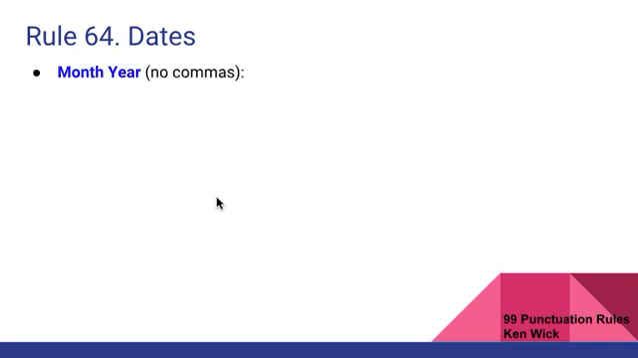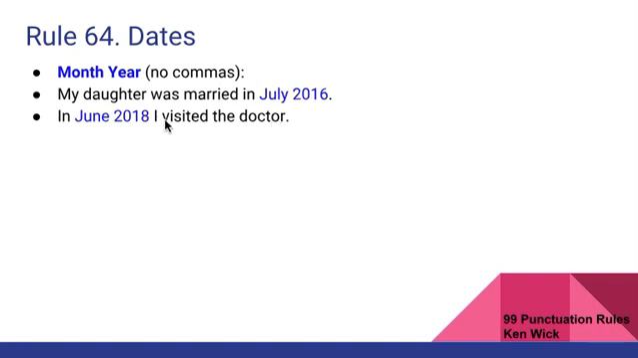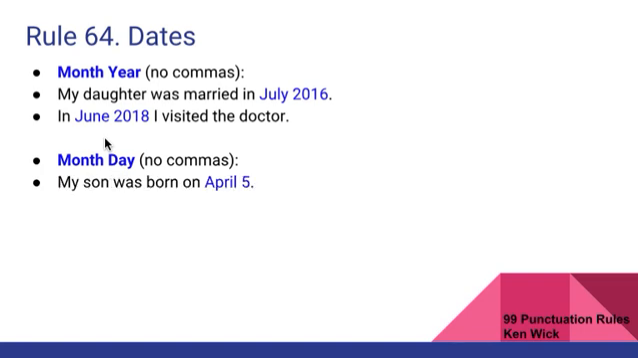Continuing with dates. If the date is just expressed as a month and year, there's no commas. So my daughter was married in July 2016, no comma. In June 2018, I visited the doctor, no comma between June and the year. If you just have a date that's expressed as month and day, there's no commas. So my son was born on April 5, and there's no commas. On June 17, I visited the doctor, no comma.